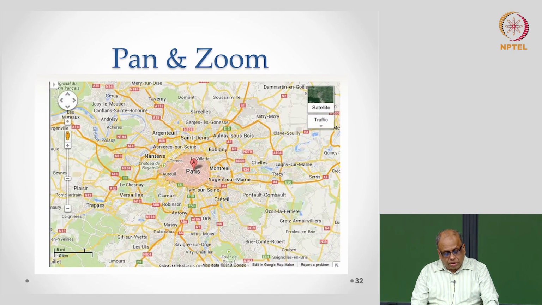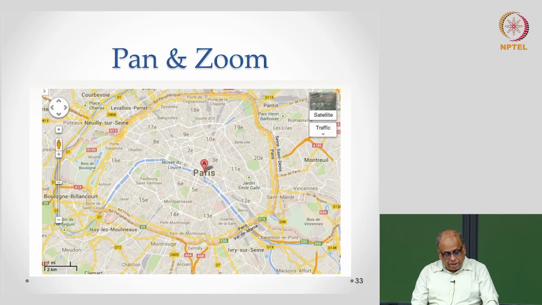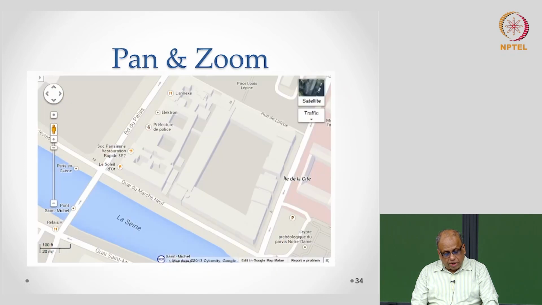Pan and zoom is of course used a lot in geographical mapping. So you have a map like this. You can see, for example, this is a map of Paris. You can zoom into part of Paris.